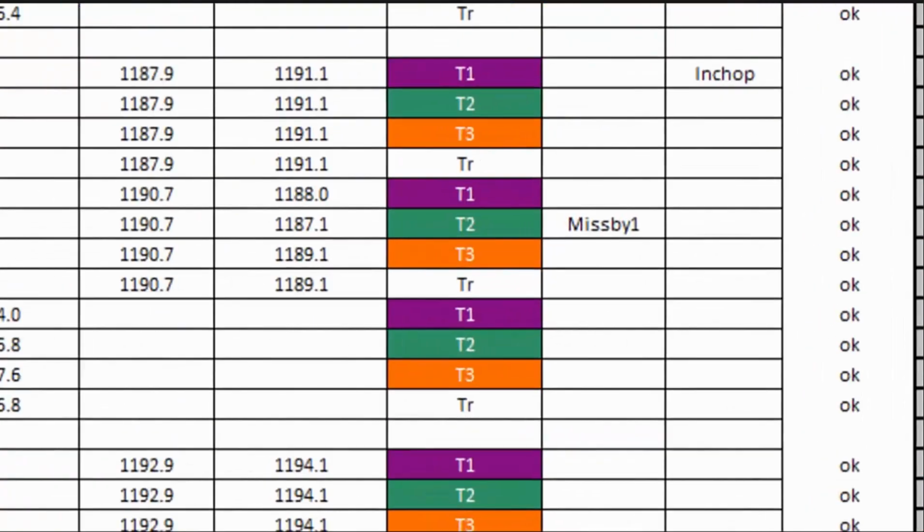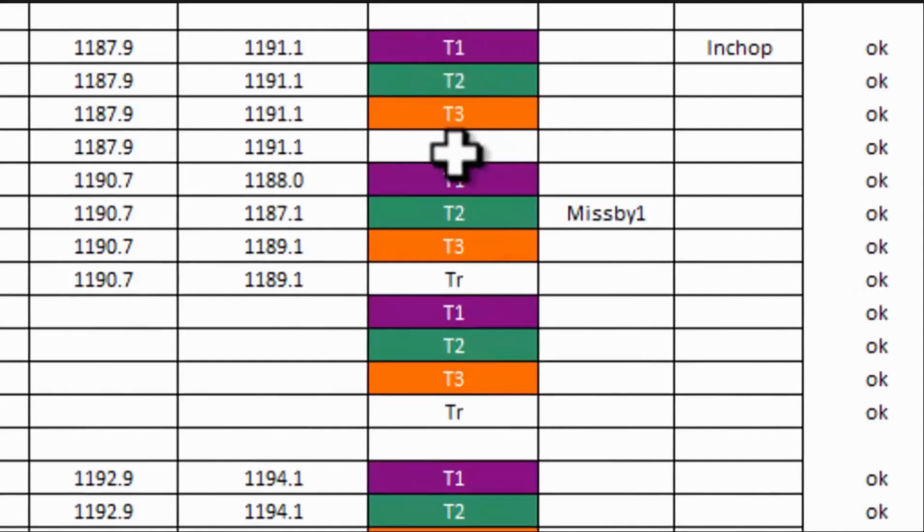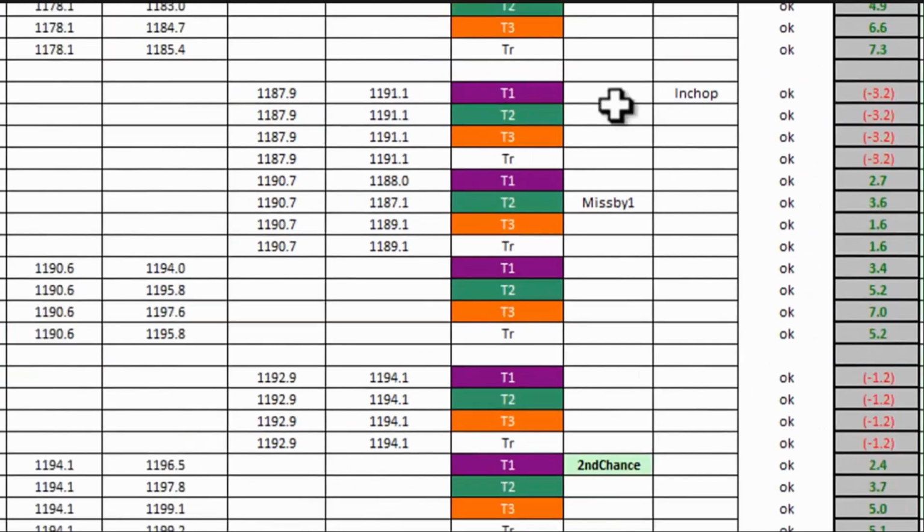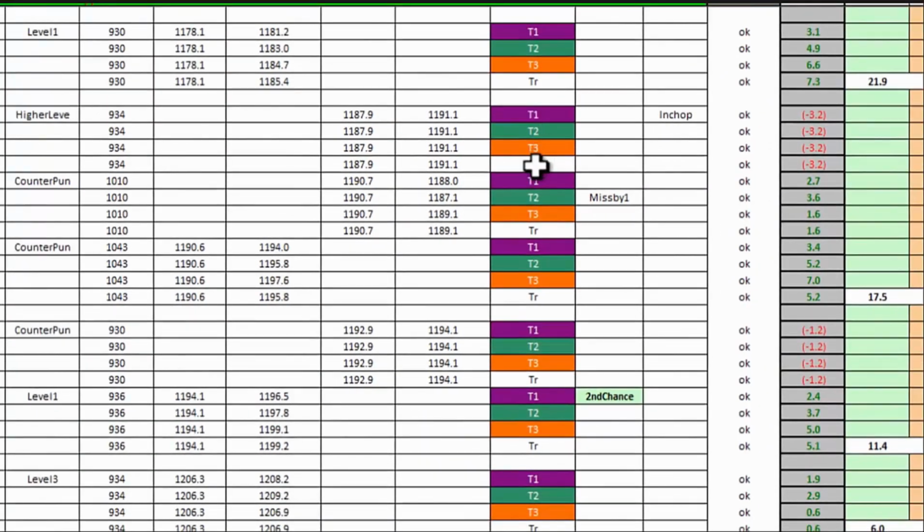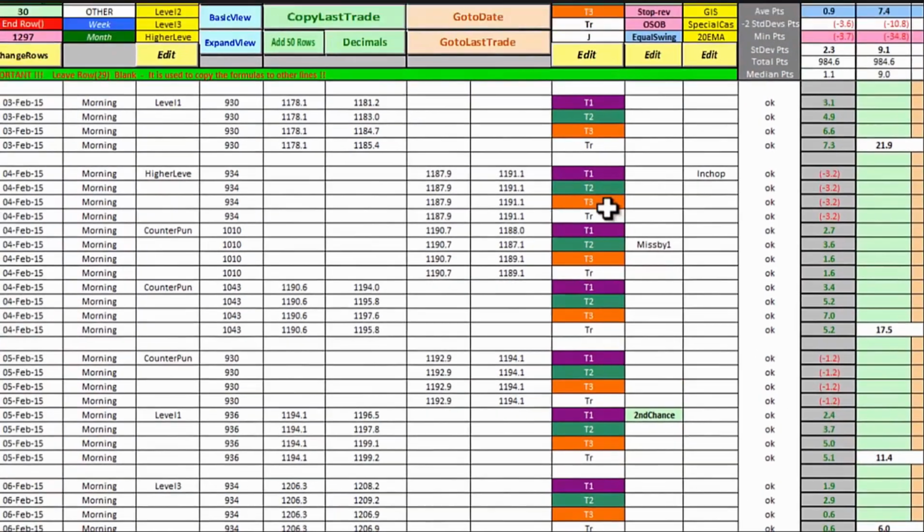You build a log. Now I'm tracking all 3 targets and the trailer, not because I plan on trading a 4-position approach, but because I want to be able to get statistics on each one of these targets and my trailer so that I can make a better decision on how I want to trade the Russell with 1 or 2 or 3 positions, what targets.